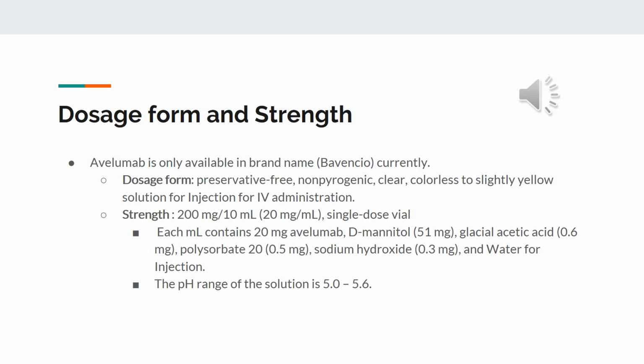Dosage form and strength. Avelumab is currently only available in brand name Bavencio. The dosage form is a preservative-free, non-pyrogenic, clear, colorless to yellowish solution, and it's only for IV administration. It comes in a 200 mg per 10 mL single-dose vial. Each vial of this medication contains 20 mg Avelumab, 51 mg D-mannitol, and different other excipients. The pH of this solution ranges from 5.0 to 5.6.